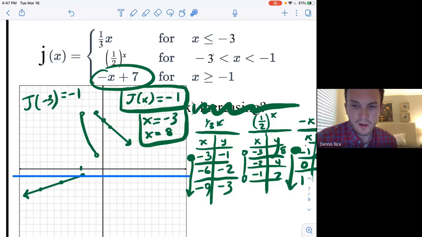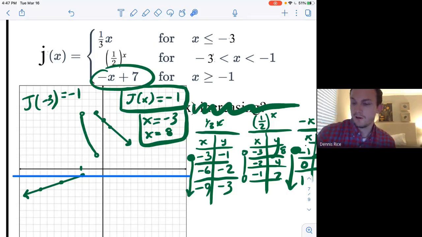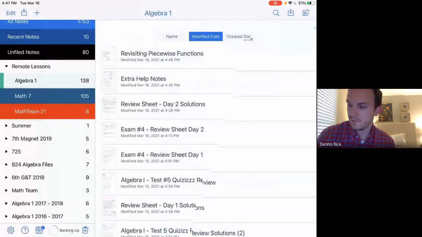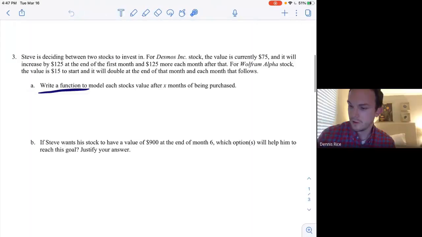Whoever has their hand up, go ahead. Can you redo 1C? Can I redo 1C? Who was that? Natalie? 1C from day 2? Yeah. 1C from day 2. Okay.